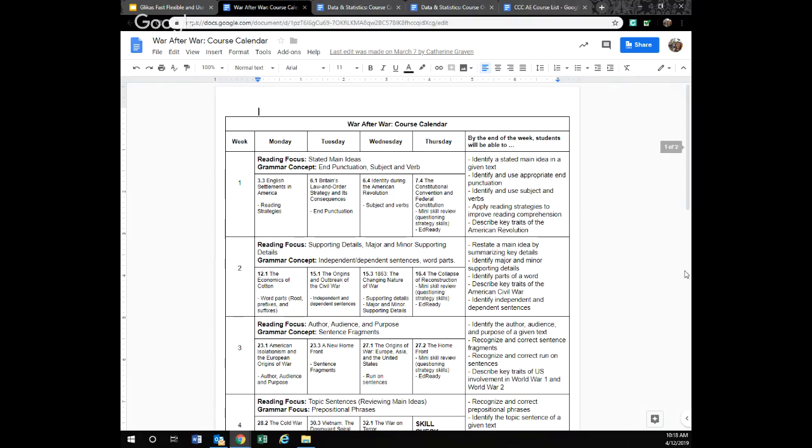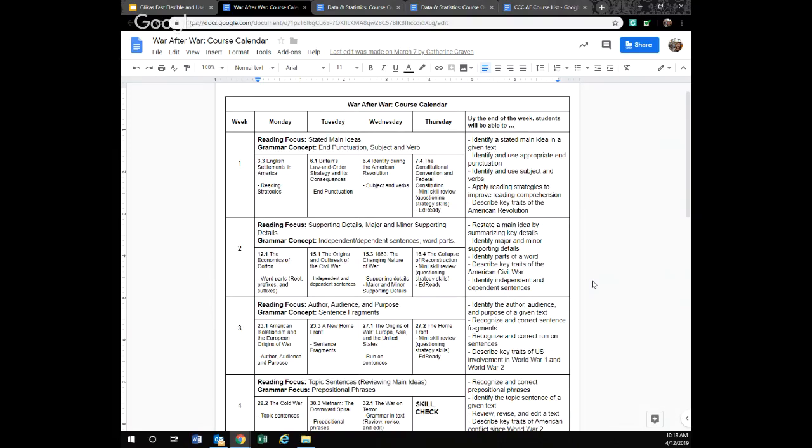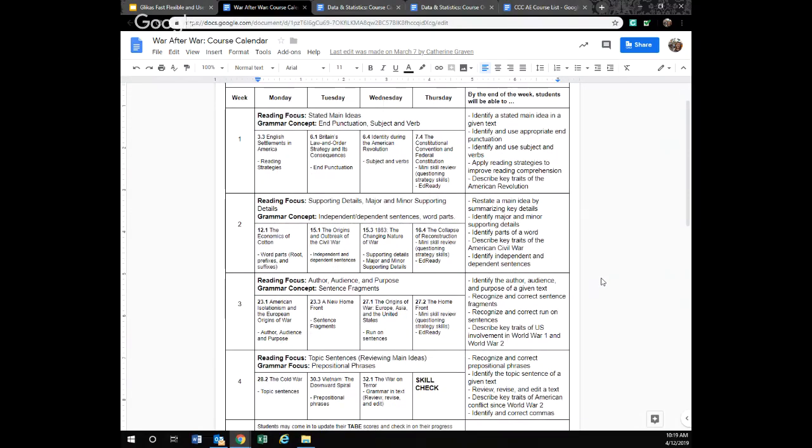And so here you can kind of see that breakdown of the standards are more about the reading, but each day they're working through different content. That way they are getting the background knowledge they need to be successful on the test, and then also to be successful as a citizen and as an employee in the future.